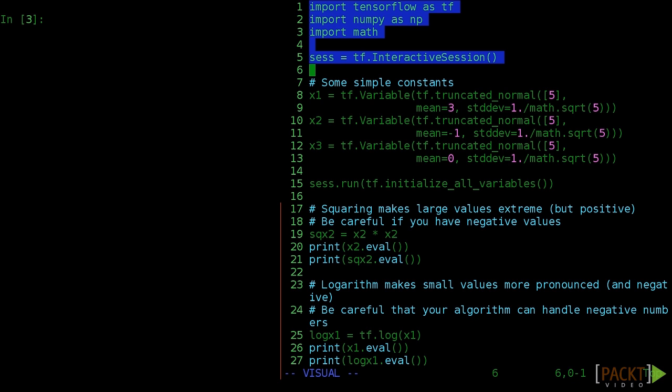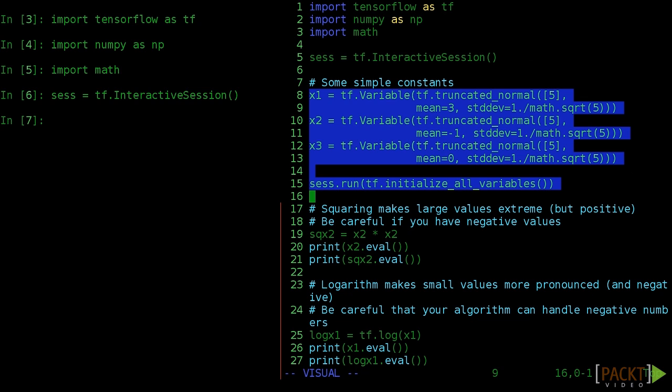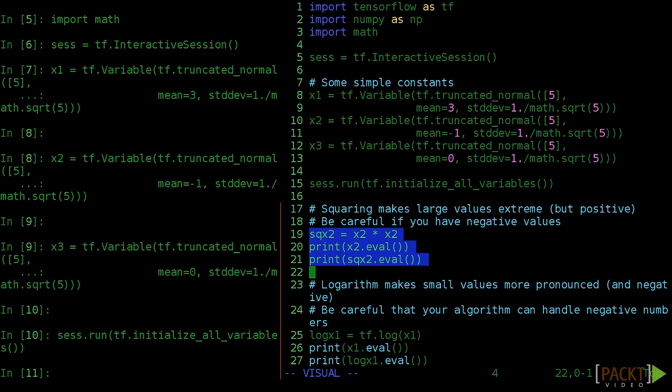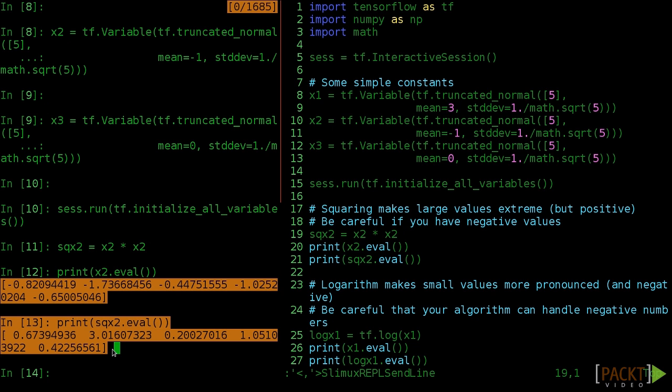Let's look at a simple example in TensorFlow. First, be sure to load the required modules and start an interactive session. Here, we create 3 5-long vectors of normal random numbers, truncated to keep them from being too extreme, with different centers. Note that because this is random, your values are probably going to be a little different, but that's perfectly fine. A common transformation is to square the input. Doing this makes larger values even more extreme, and of course makes everything positive. You can see the result here on the left.